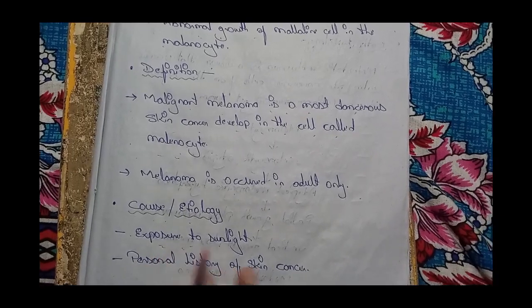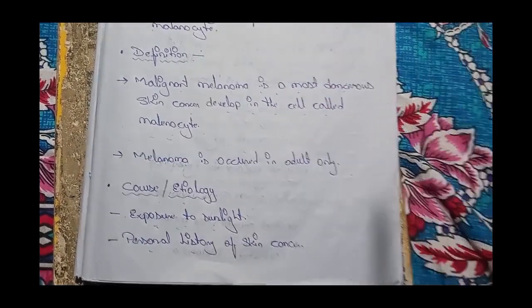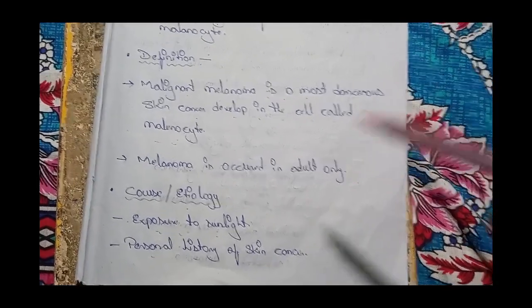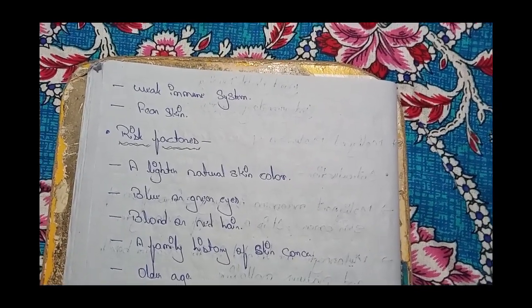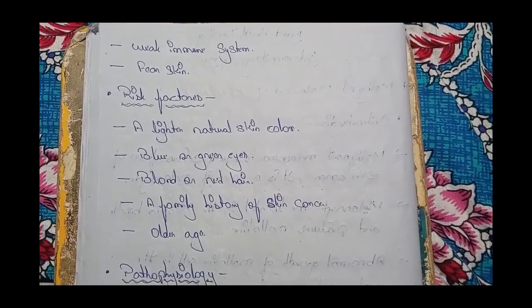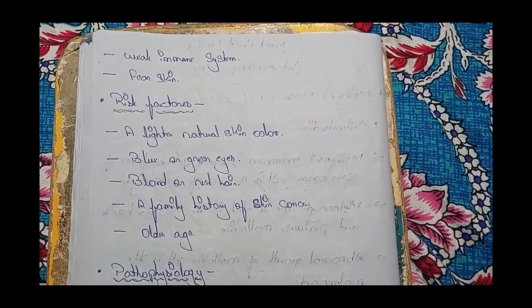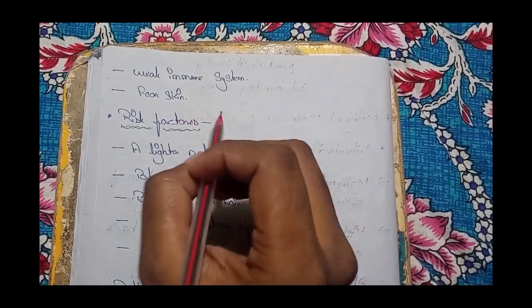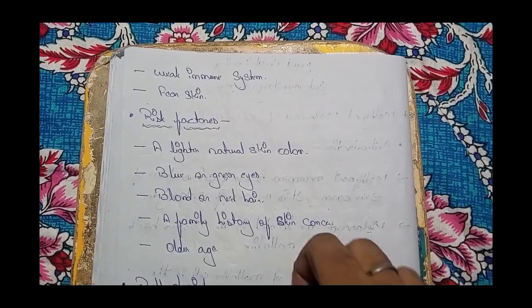So exposure to sunlight, and personal history of skin cancer. If anyone in their family has skin cancer, it is spreading genetically. So the next cause is a weak immune system. If anyone has a weak immune system, that is also one cause of skin cancer. Then fair skin, very bright skin, is also one cause of skin cancer, like Anglo Indians having fair skin. Some Americans have fair skin, so they have a chance to get this skin cancer. So next is risk factors, which means how it will come or how it will spread.